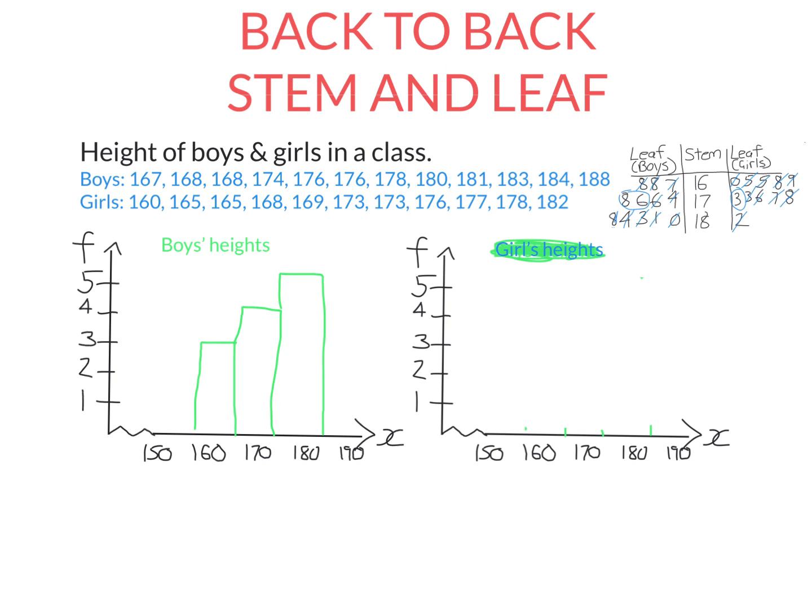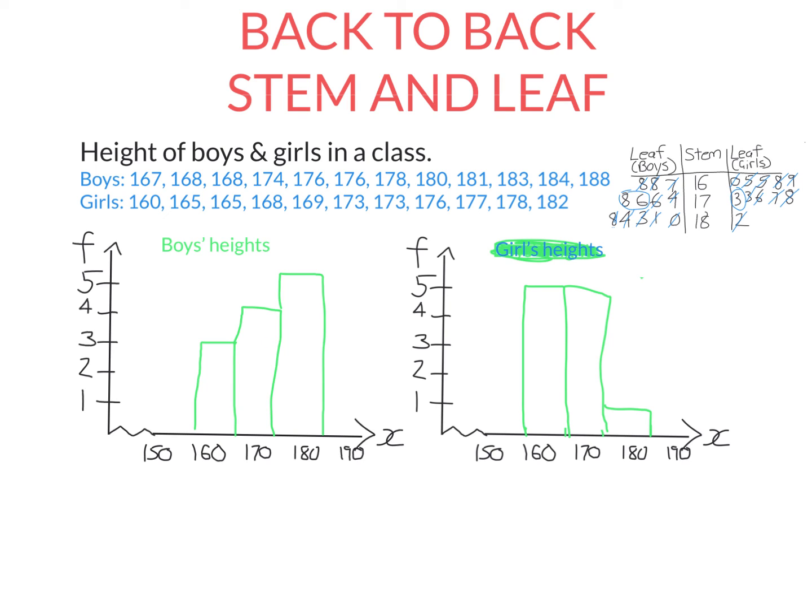And now we'll do the same for the girls' heights. For girls, there were 5 from 160 to 169. So we draw a bar from 160 up here, so it has frequency 5. Then there were 5 scores in the 170s, so we draw another bar there. And there was 1 score in the 180s. Again, there were none in the 190s, so we leave it there and we're done.